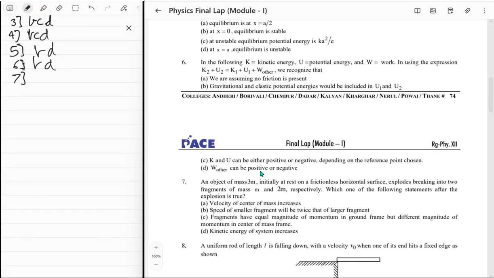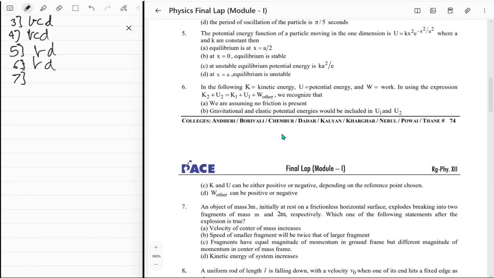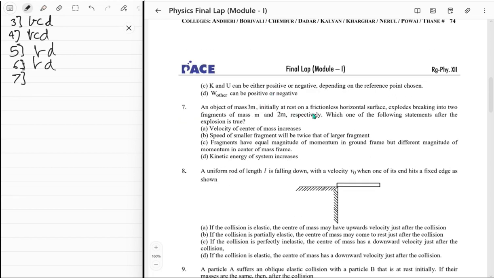Okay, seventh. An object of mass 3m initially at rest on a frictionless horizontal surface explodes, breaking into two fragments of mass m and 2m. Which of the following statements after the explosion is true? Velocity of center of mass increases. No, it's zero. Speed of smaller fragment will be twice that of larger fragment.